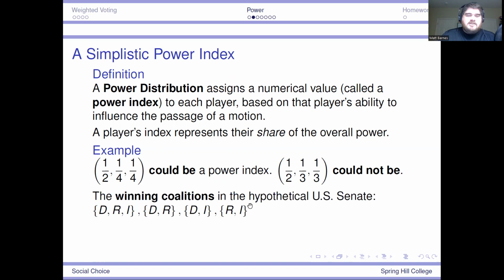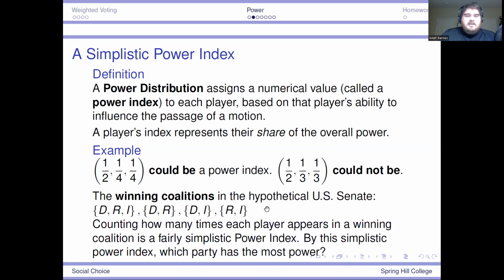So an easy way to do this, let's look at our winning coalitions again for our hypothetical US Senate. If we count how many times each player appears in a winning coalition, then we could make that into a power index. So we would just want to count up how many different letters we have in here. We have 6 here and 3 there, so that would be 9 total. And then I'm going to look at how many times each one appears. So the Democrats, 1, 2, 3. So that would be 3/9. Republicans appear 3 times as well. So that would be 3/9.